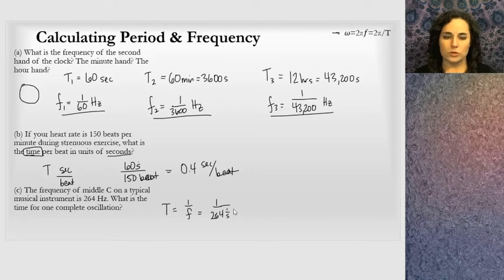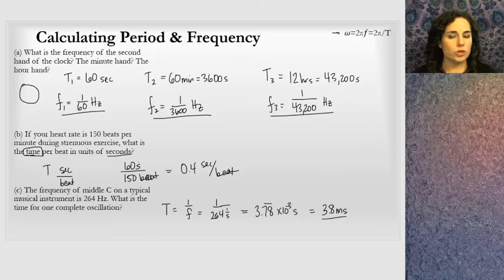I'm just doing the unit analysis here, right? Hertz is 1 over seconds, so I can put that in there, and you can see I'm going to get a time out. This is actually 3.78 repeating times 10 to the negative third seconds, which I'm going to round to about 3.8 milliseconds. Super short time, really fast vibrating back and forth. Okay, so that's how I relate period and frequency.